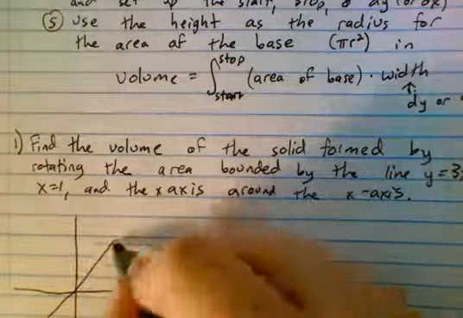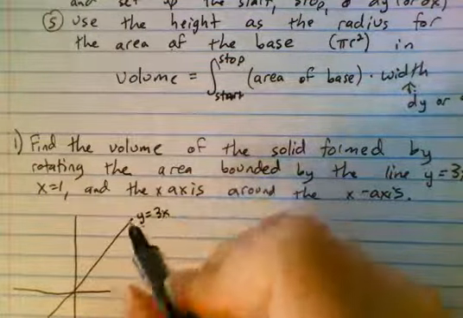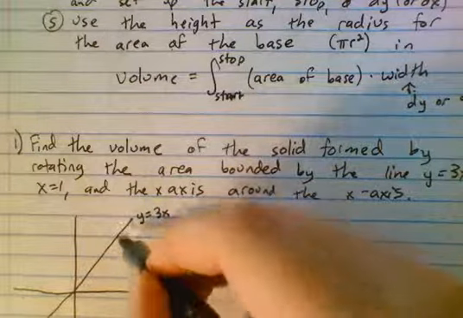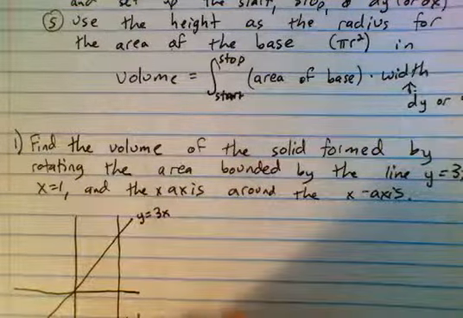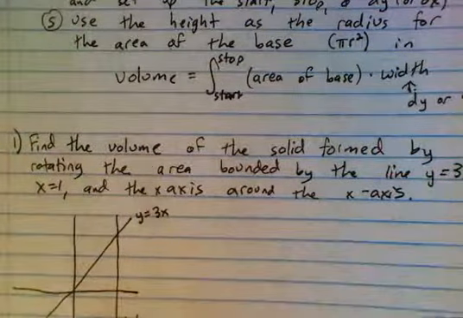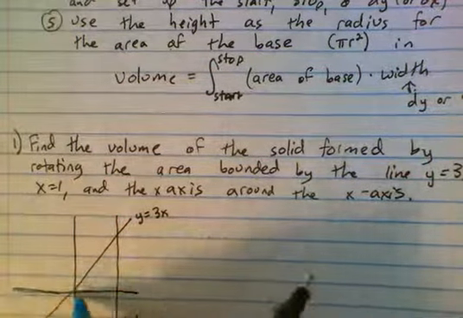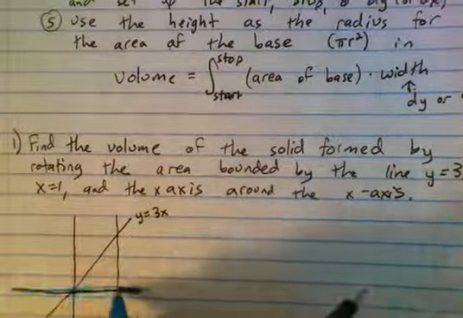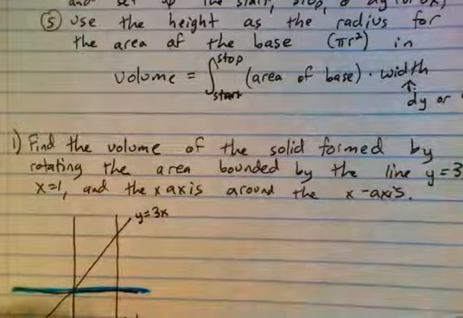So here's the line y equals 3x. Here's the line x equals 1. Here's the x-axis, and I am going to mark my axis of rotation. I'm going to do that in blue. You can do it in whatever color you want, but it should be pretty clear that right here is our axis of rotation.